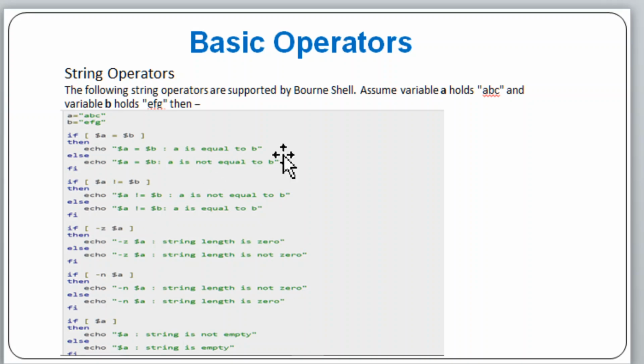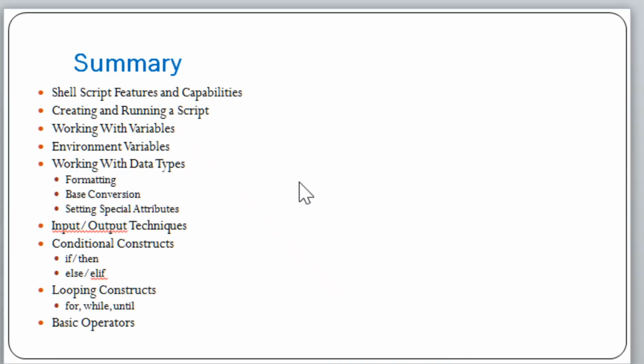And then we have some examples here again. Assuming A equals ABC and B equals EFG, we have some if-then statements. So the first one is A equal to B, then echo A is equal to B, else echo A is not equal to B. Okay. Just as we saw in the above examples.